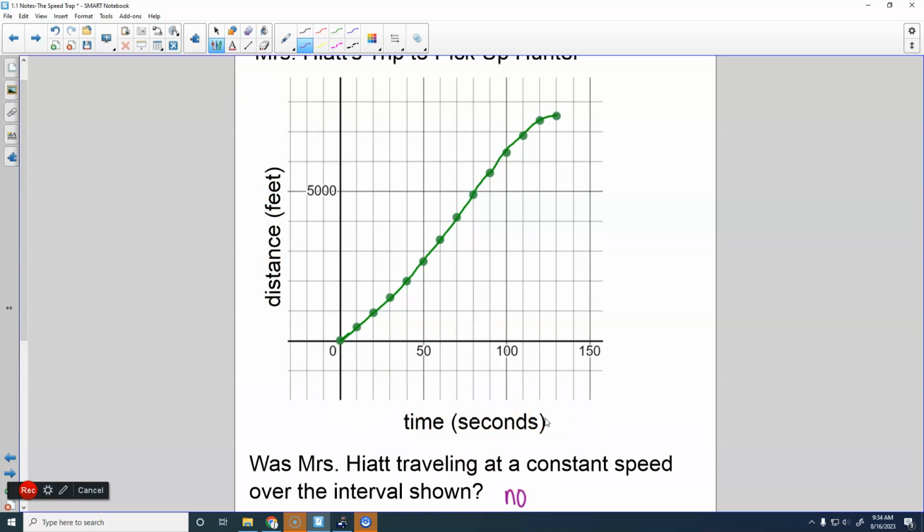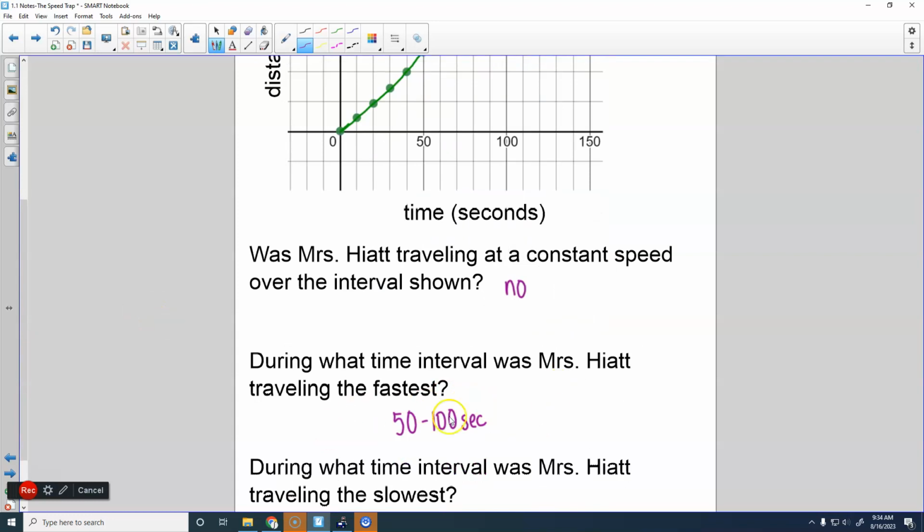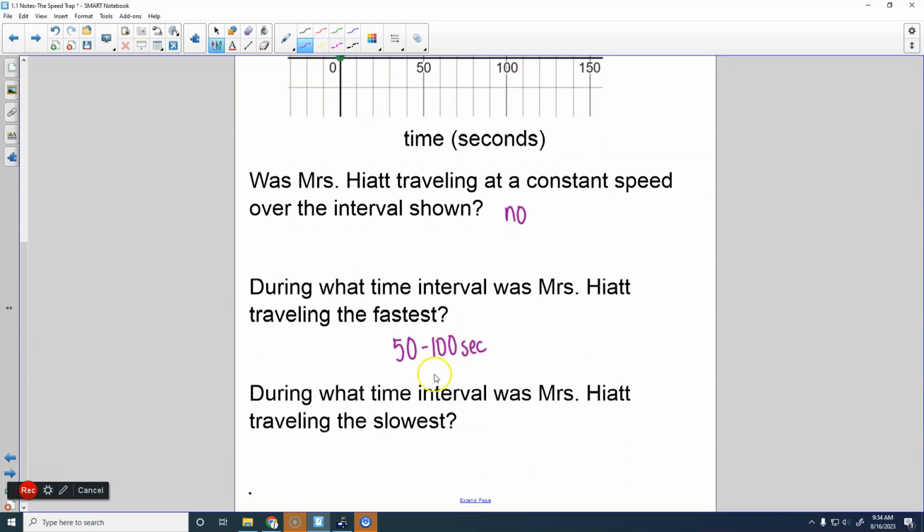Your answer to that question, Lily, is going to be correct on some of the other graphs that we look at. So keep that in mind, that sometimes it is true that the highest point would be our highest speed, but it's not on this graph. So anywhere from 50 to 100, somewhere in there. During what time interval was Miss Hyatt traveling the slowest? Who can tell me that one? Take a guess at it.